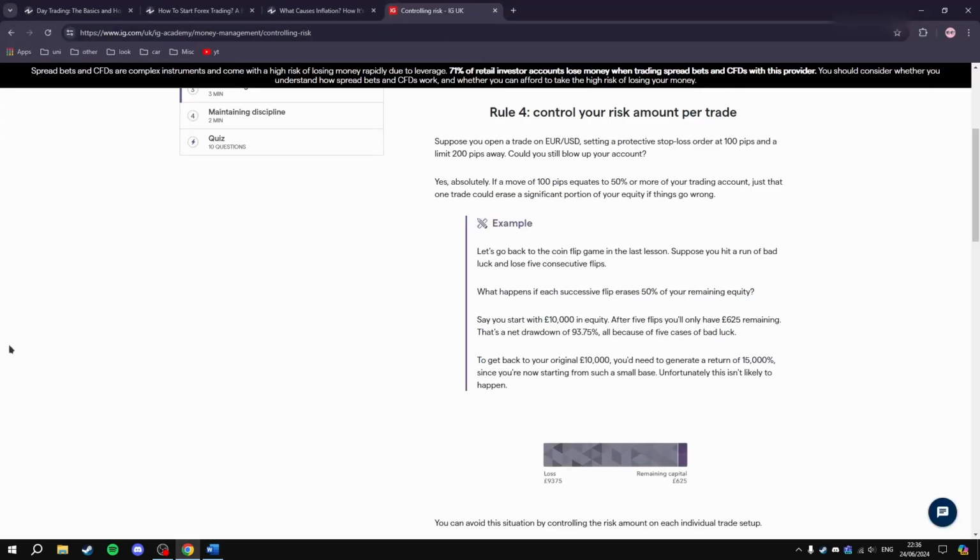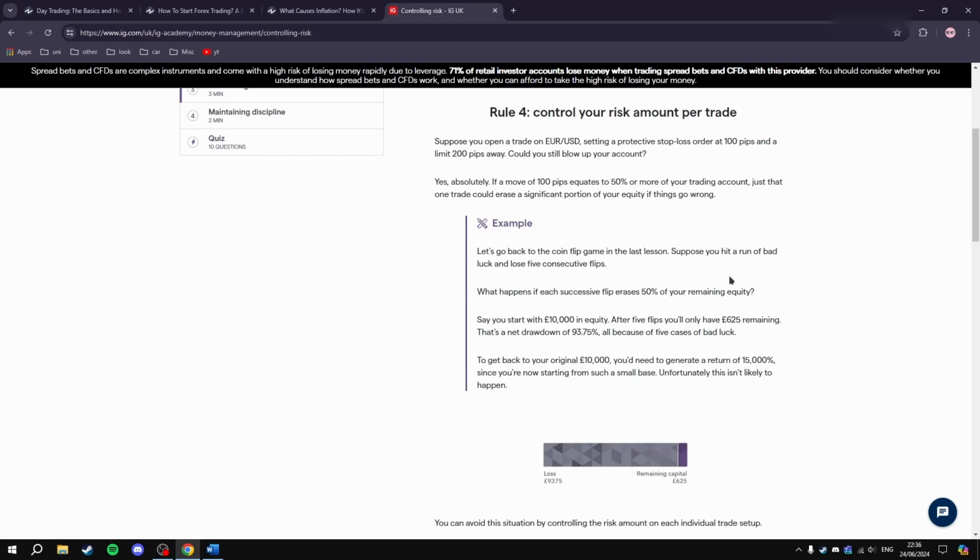Suppose you open a trade on EUR/USD, setting a protective stop loss order at 100 pips and a limit 200 pips away. So it's a risk versus reward ratio of 1 to 2 here. Can you still blow up your account? Yes, absolutely. If a move of 100 pips equates to 50% or more of your trading account, just that one trade could erase a significant portion of your equity if things go wrong.